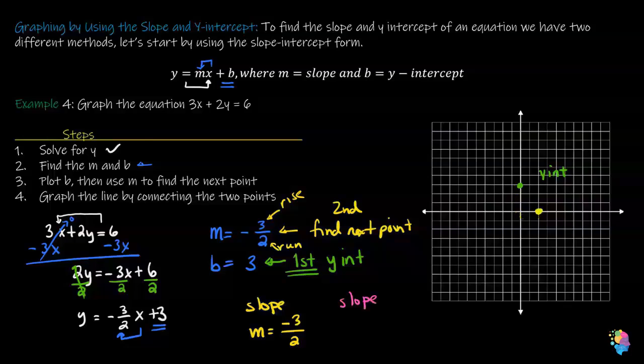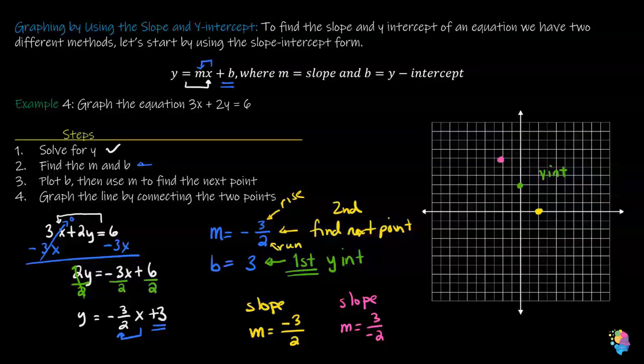What happens if instead of giving that negative to the top, I give the negative to the bottom? What if I give the negative to the denominator? What if I give it to the run? Well, that means that the rise will be positive 3. So I'm going to go 1, 2, 3 up, and then the run is -2. That means that I'm going to move 1, 2 to the left. This is where I plot the other point.